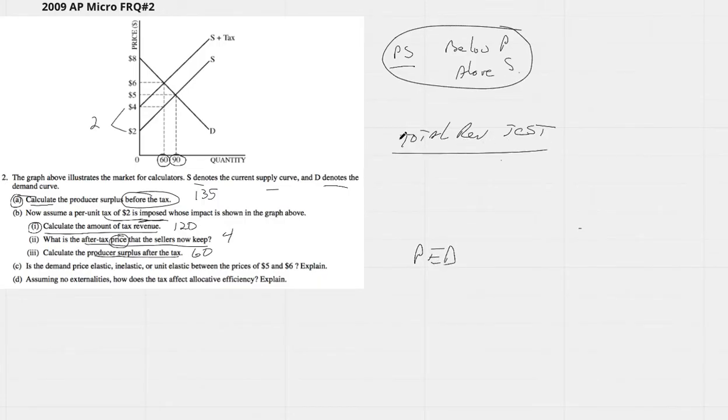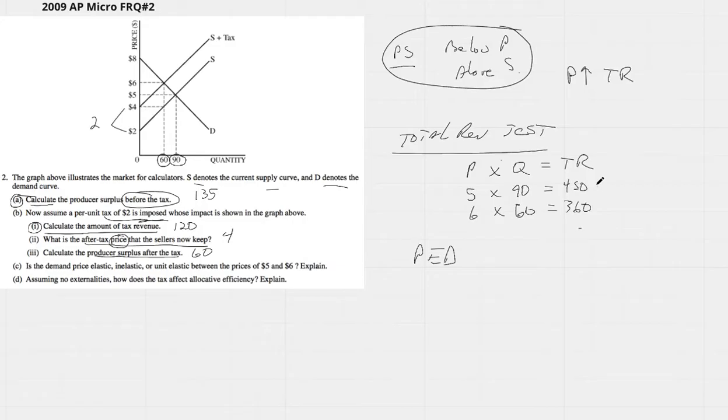The total revenue test is simply, we know total revenue is just price times quantity. That gives me my total revenue. It looks like at a price of 5, there was 90 sold. Total revenue would have been 450. And then at a price of 6, there was 60 sold. So total revenue was 360.